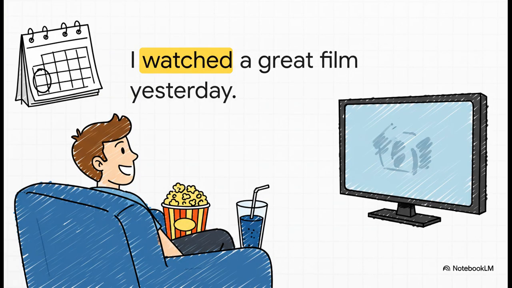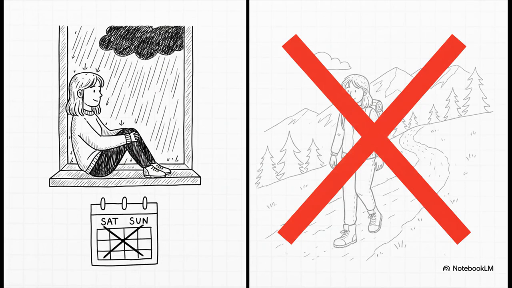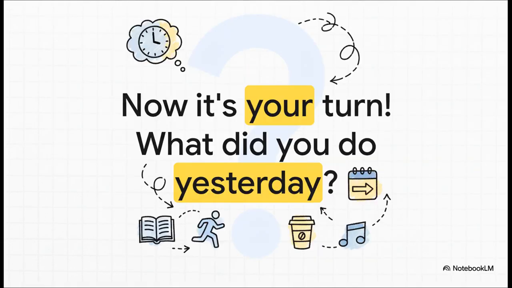So here's a perfect example of a positive sentence using a regular verb. I watched a great film yesterday. And here's what a negative idea looks like. She stayed home, right? So we can say, she didn't go hiking last weekend. See? We use the base verb go right after didn't. And that's really it. That's the past simple.